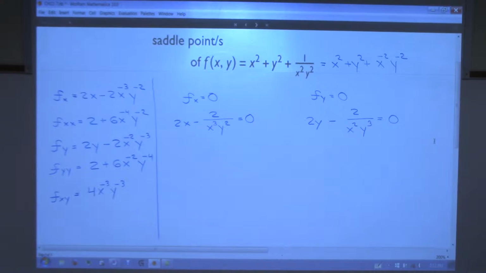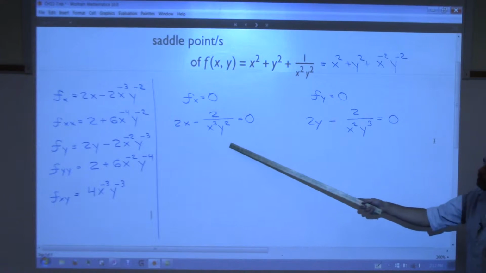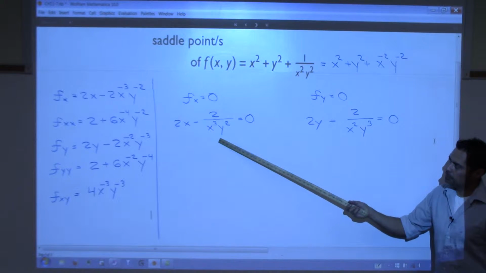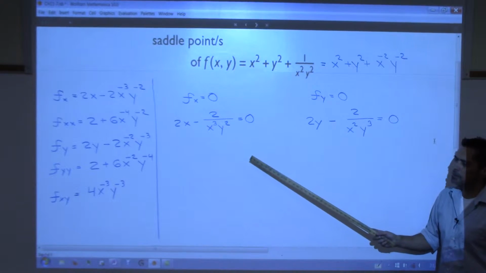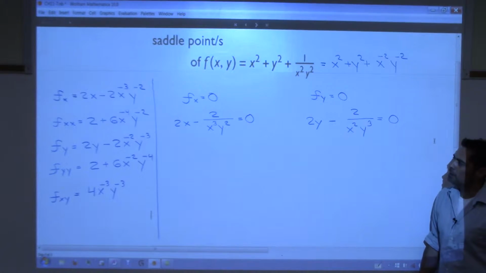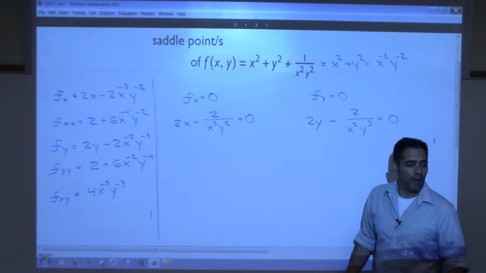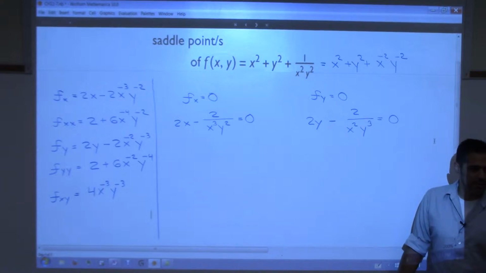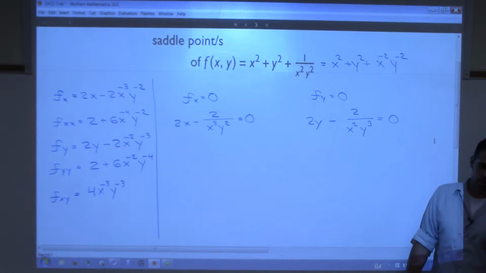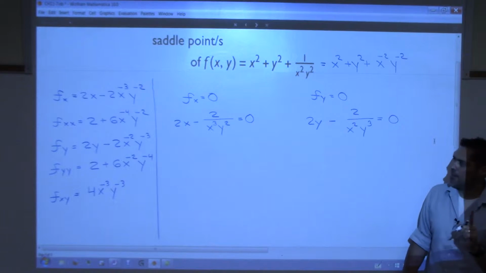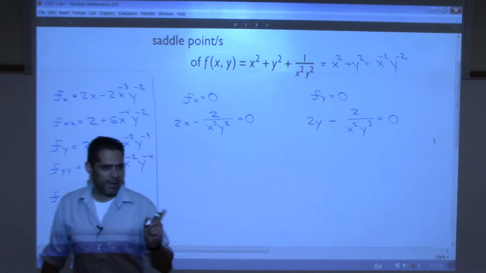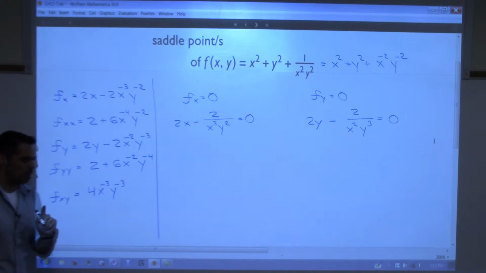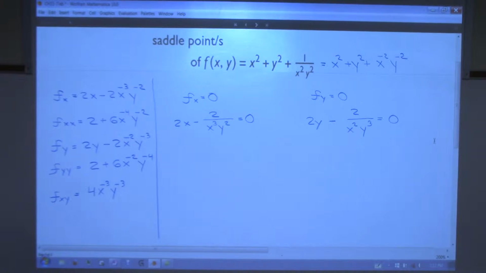What I did was I started with the one on the left, multiplied both sides by the denominator of that, and then took the 2 out. Okay, so you cleared fractions. This is almost okay. You multiplied both sides by x cubed y squared. What if x is 0? What if y is 0?